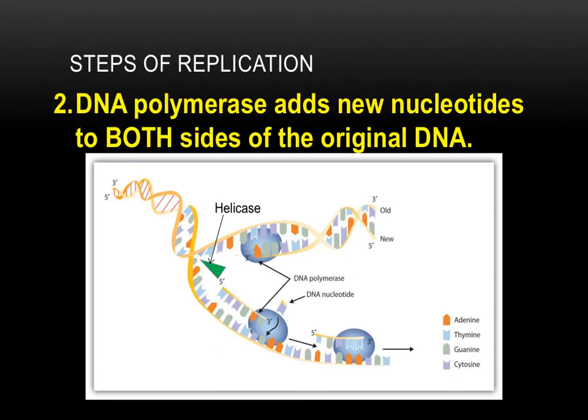Unlike helicase, which breaks hydrogen bonds, DNA polymerase forms new ones. This enzyme connects free-floating nucleotides to each of DNA's two unzipped sides. A single polymerase molecule adds new nucleotides down one side of DNA, while another will add new nucleotides up the other side. Each old side serves as a template for each new side. In this way, DNA replication is said to be semi-conservative.